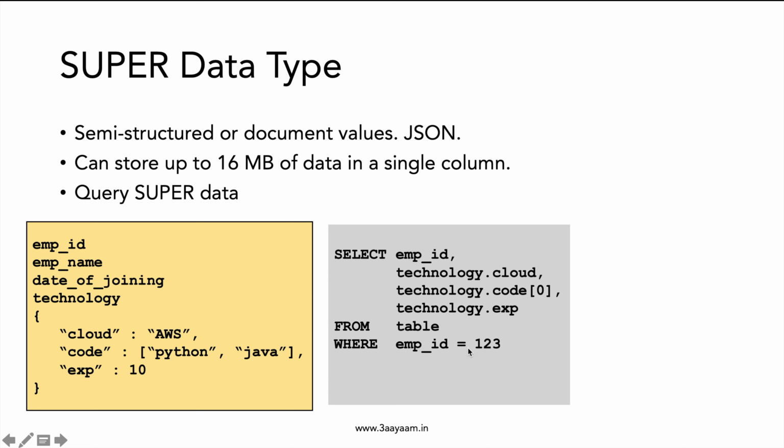So it is technology dot experience from table where value equal to employee ID, and it will give an output like this. Of course, the employee ID, which is 123, AWS, Python, and 10. Or else you can select just the column technology and it will output all the attributes of that super data type in JSON format.